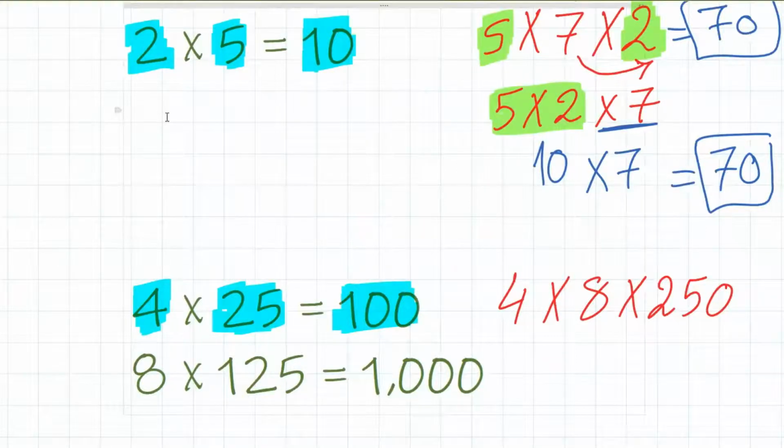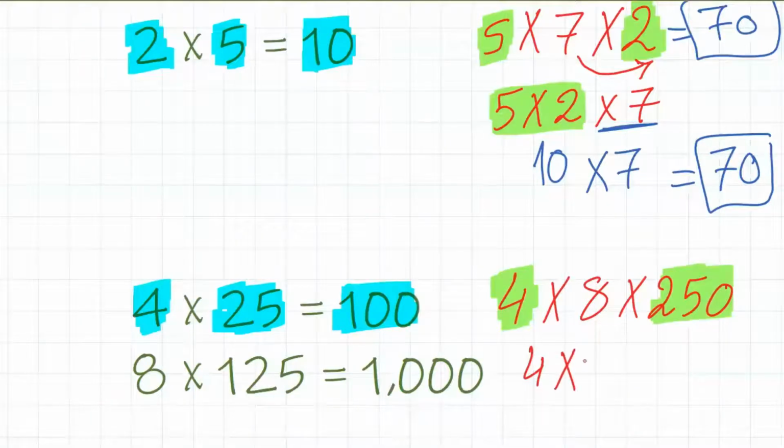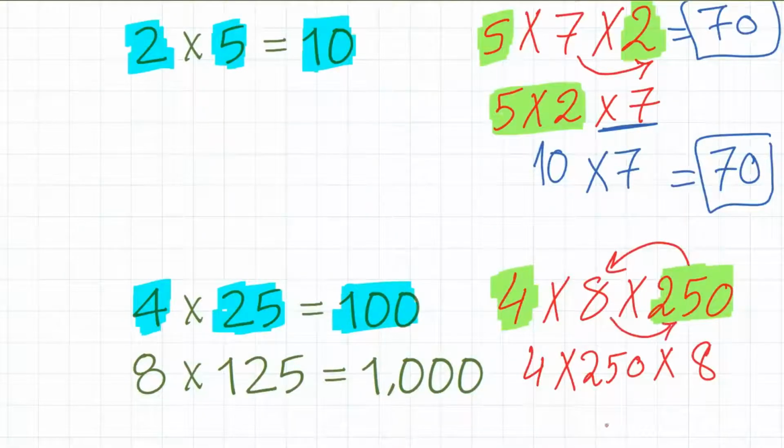Now we have here 4 is a friend to 25, right? But we have 0. It's the same. If you have more zeros, it's the same. But you have 4 and 25 friendly numbers, right? So put them beside each other, like that. Let's regroup it. 4 multiplied by 250 multiplied by 8. So just switch the numbers here.